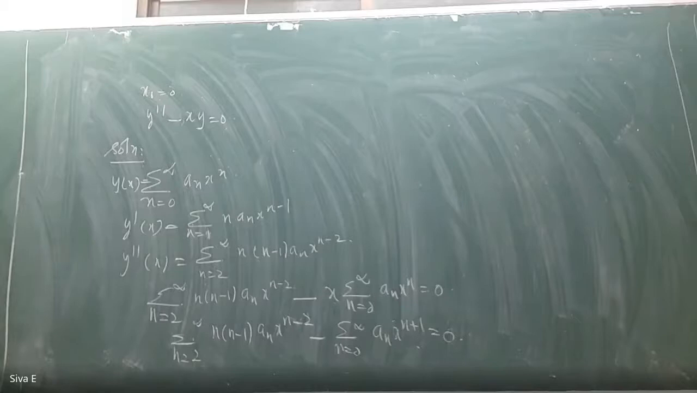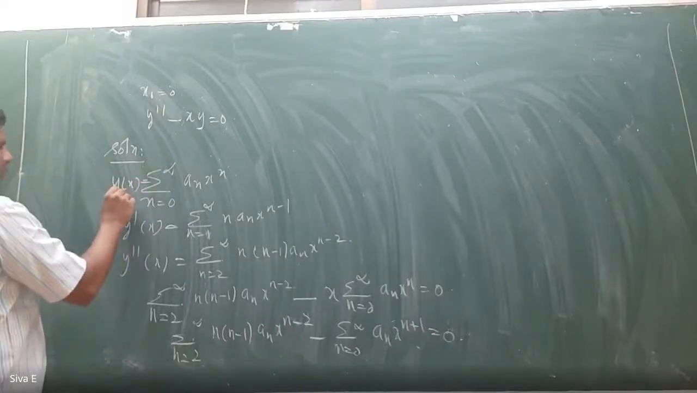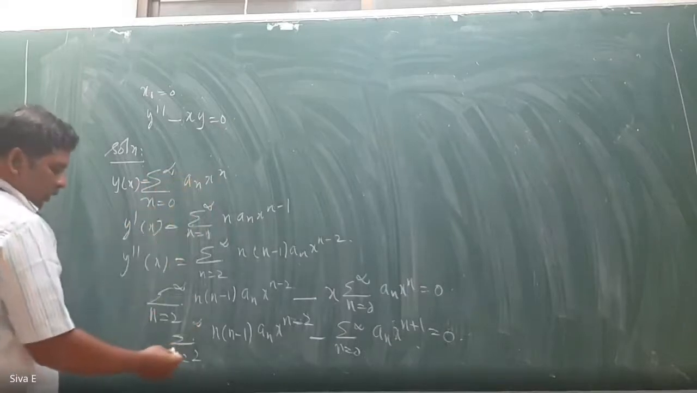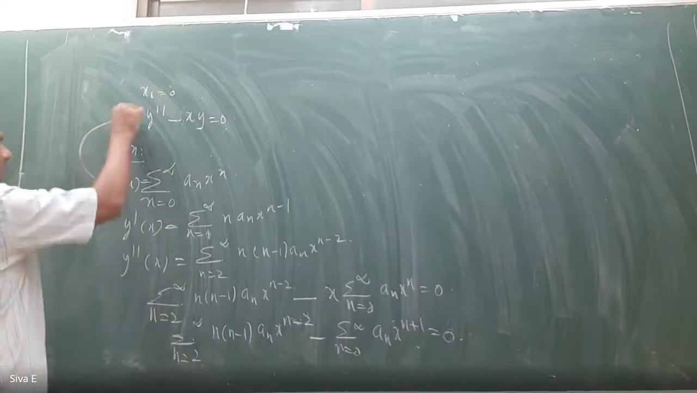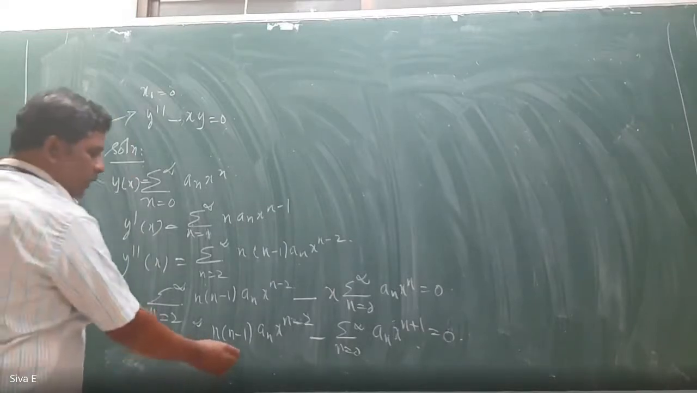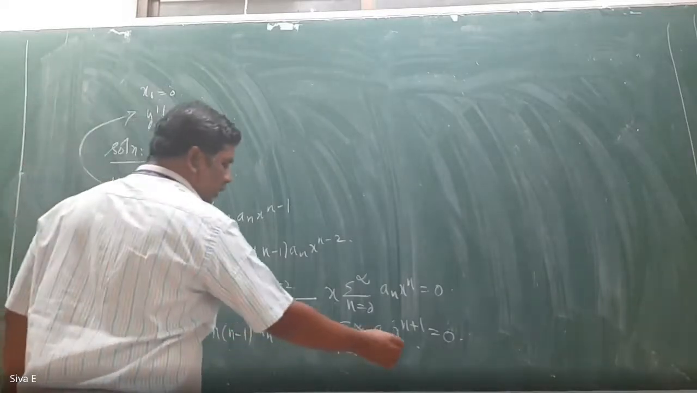In the last class we discussed this. You take the power series y of x equal to summation of n equal to 0 to infinity a n x power n, and substituting this power series in the equation, you get this equation. So what is the next step? The next step is you have to write everything in terms of x power n.